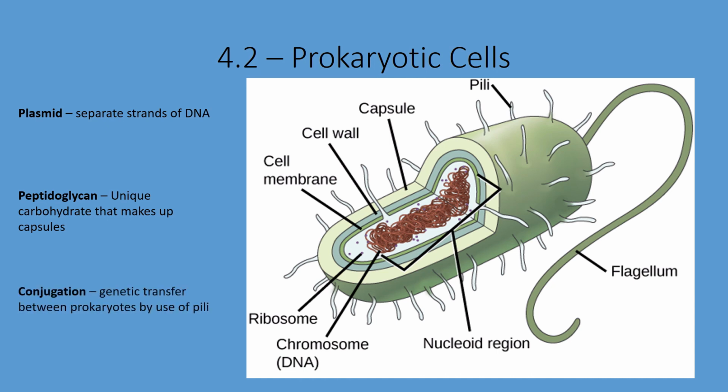Flagella are used for locomotion, while pili are used to help transfer genetic information between prokaryotes in a process called conjugation. While prokaryotic cells only reproduce by asexual means, the ability for them to transfer genetic material is allowed by the pilus.